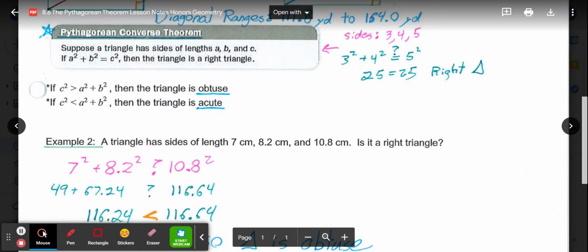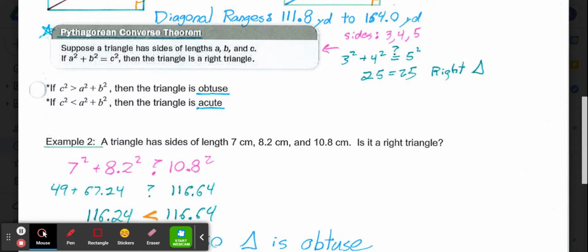Now, the other thing to keep in mind, if this does not come out to be a right triangle, if we end up with c squared being greater than a squared plus b squared, we know it's an obtuse triangle. If c squared is less than a squared plus b squared, then we know it is an acute triangle.